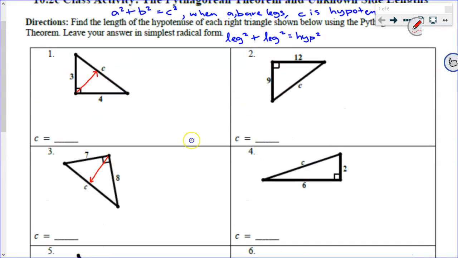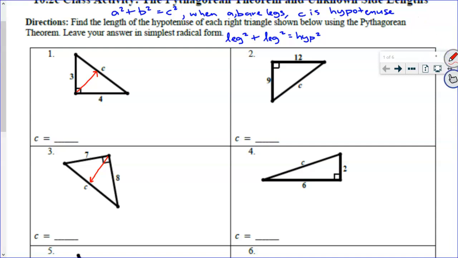Yes, it only applies to right triangles. If it is not a right triangle, we cannot use the Pythagorean theorem.